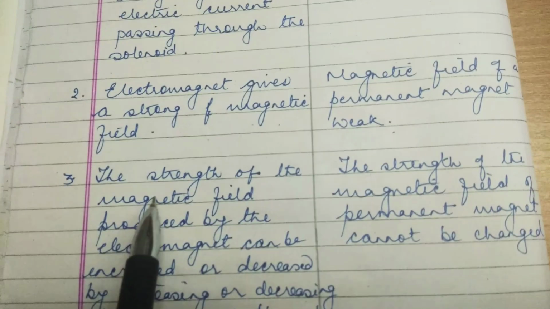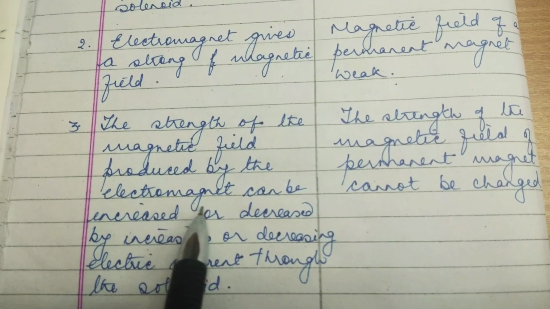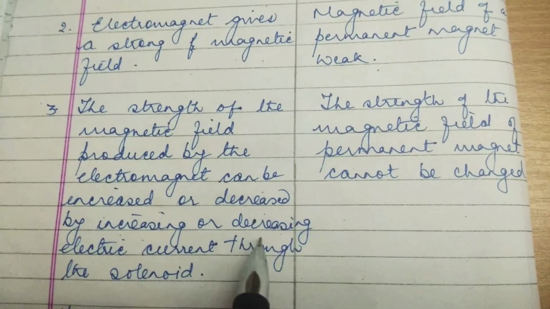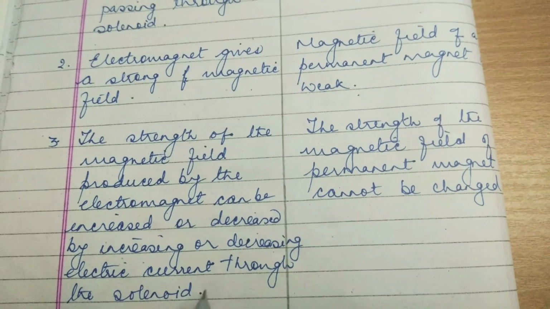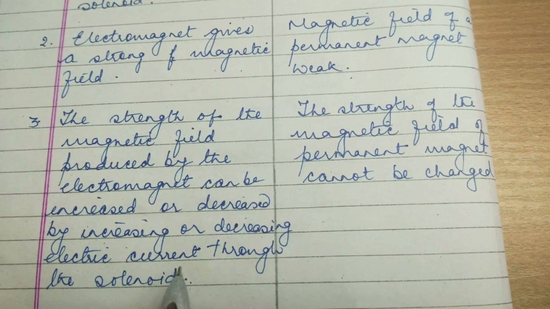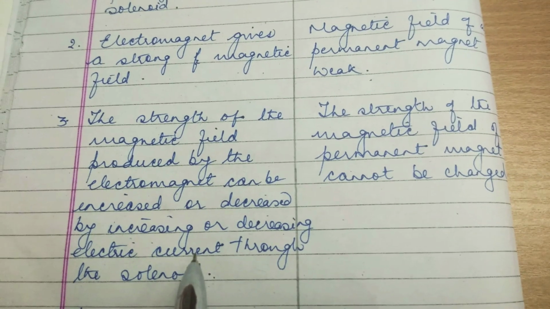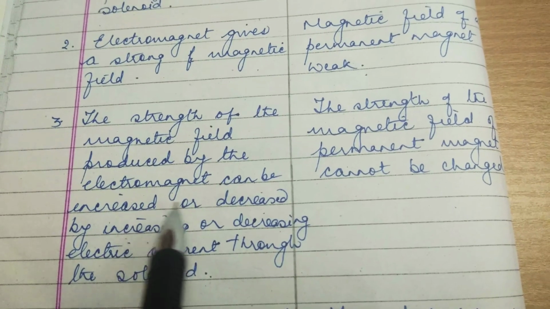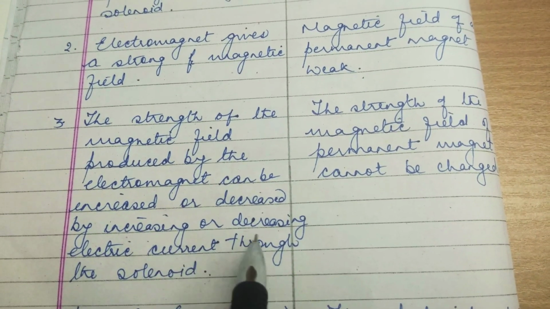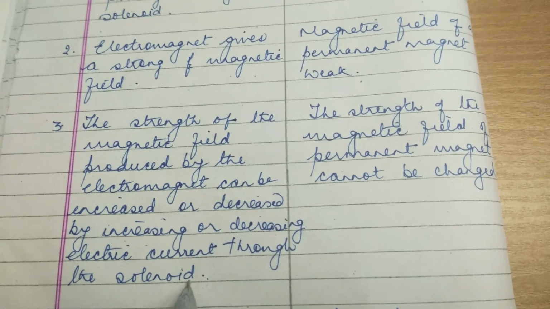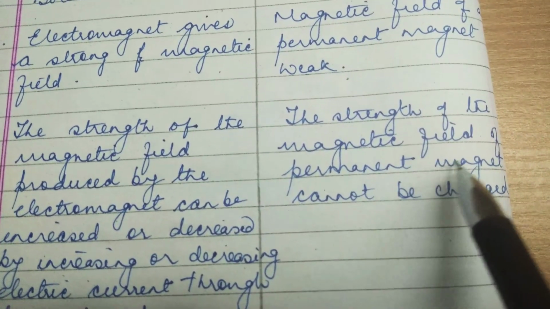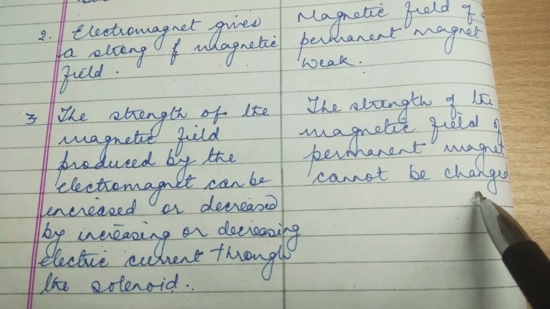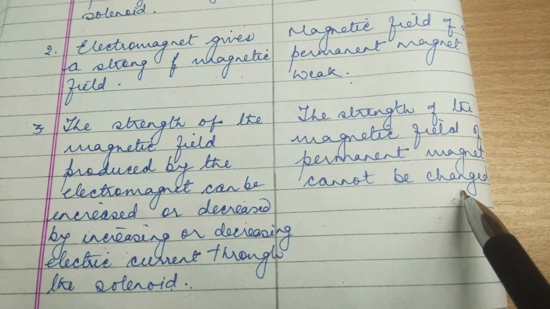Number 3, the strength of the magnetic field produced by electromagnet can be increased or decreased by increasing or decreasing the electric current through the solenoid. Just now I told you that the strength of magnetic field produced by electromagnet depends on two factors, the amount of current and the number of turns. The strength of the magnetic field produced by permanent magnet cannot be changed.